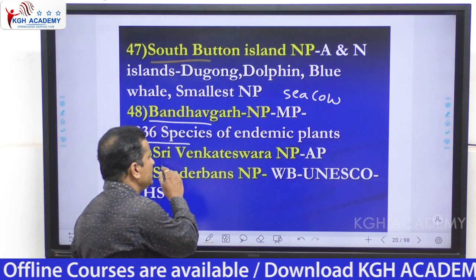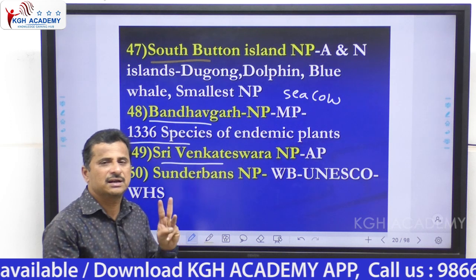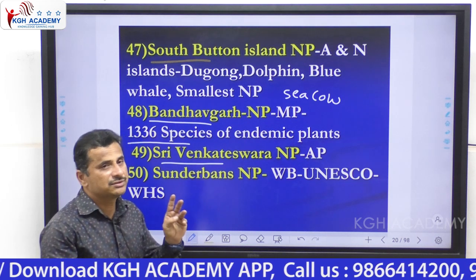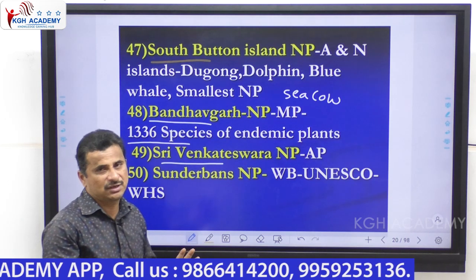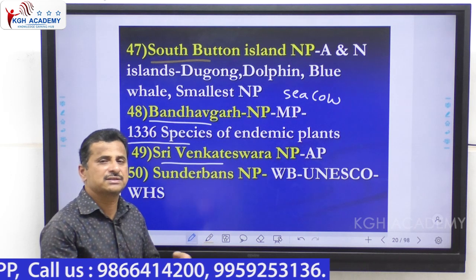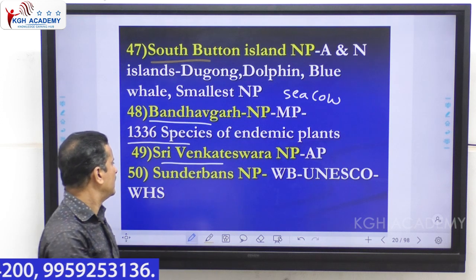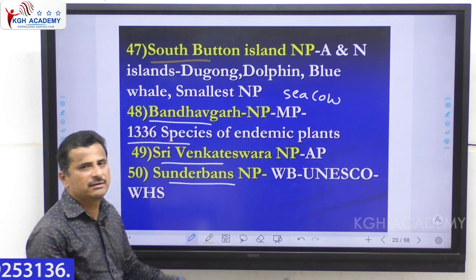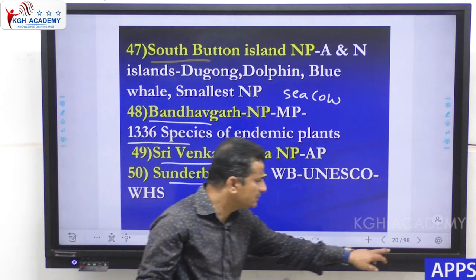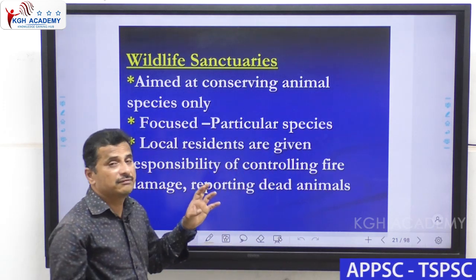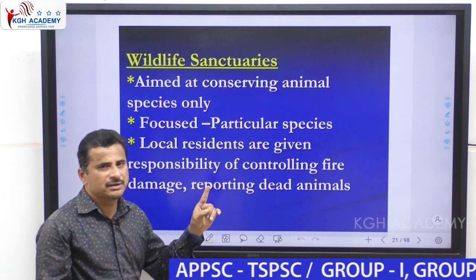Sri Venkateshwara National Park is present in Andhra Pradesh. Like this, there are 3 national parks in Telangana and 3 in Andhra Pradesh. Very important: dear students, give first preference to your own state's national parks, and then to other states' national parks. The last one is Sundarbans National Park, West Bengal, which is also a UNESCO World Heritage Site. I have given very important national parks, and no doubt you can expect one question from national parks.